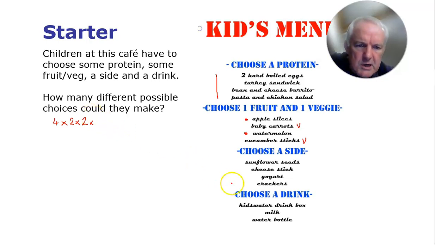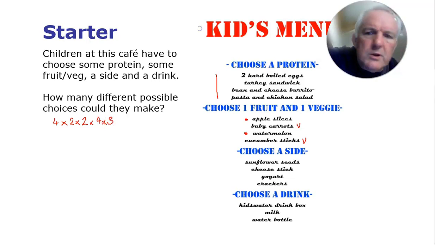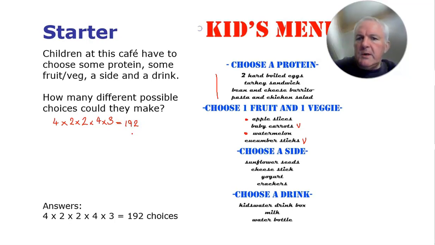Then you've got to choose a side. How many of those? There's 4 different sides down there. And you've got to choose a drink, and there seems to be 3 different options for that as well. So 4 times 2 times 2 times 4 times 3. Yeah, I got that. And I reckon that's 192 different versions of those meals that people can have. 192 choices, yes.